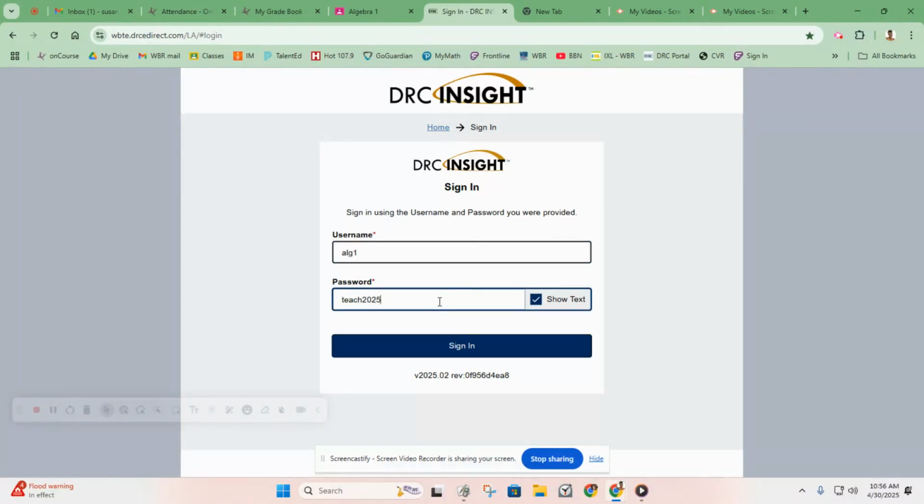If for some reason it doesn't log in the first time you click it, if it says error, close that tab, go back to it through the link on the Google Classroom, and then try again. But it's ALG1, teach, 2025.